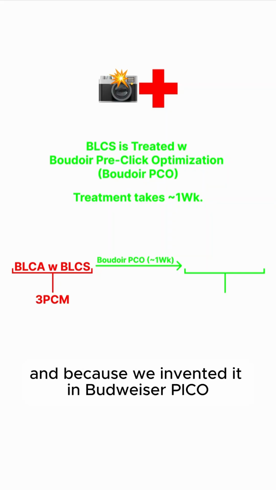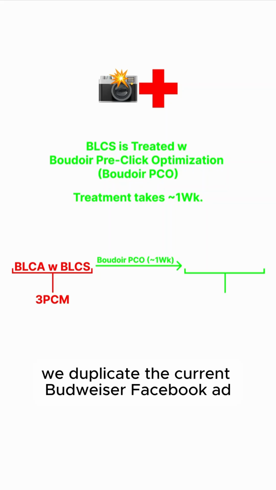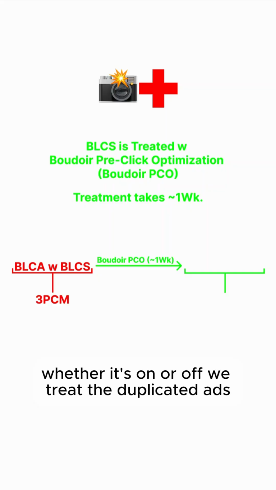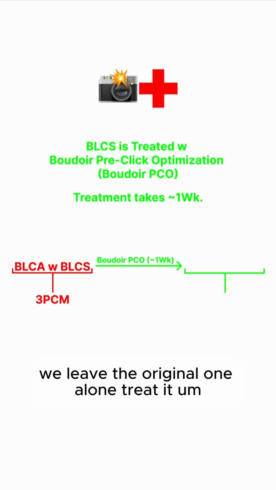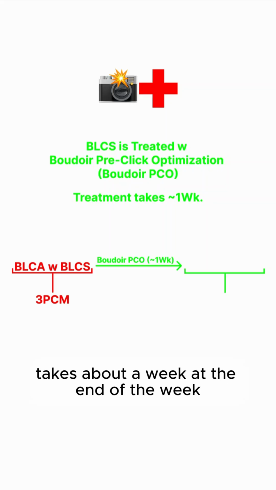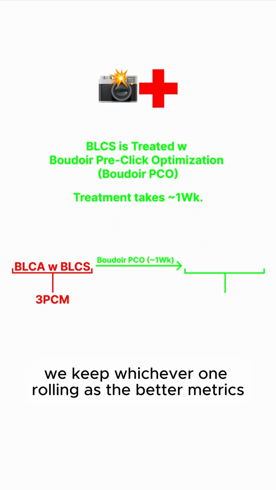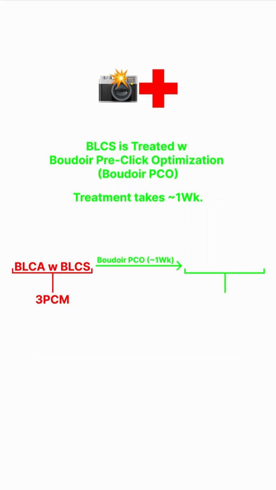In Boudoir Pico, we duplicate the current Boudoir Facebook ad, whether it's on or off. We treat the duplicated ad. We leave the original one alone. Treatment takes about a week. At the end of the week, we keep whichever one is rolling with the better metrics.